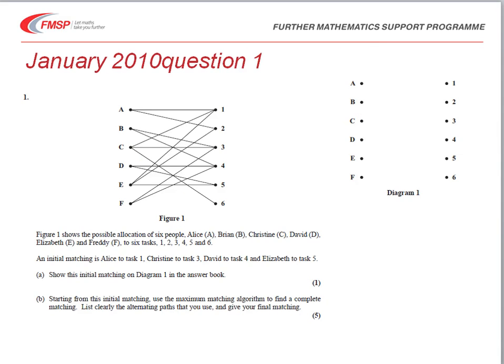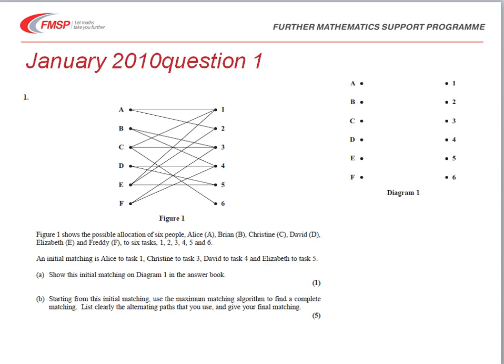So here we have an exam question. This time we've got 6 points, so 6 people, Alice, Brian, Christine, David, Elizabeth and Freddie, that can be allocated to 6 possible tasks, 1, 2, 3, 4, 5 and 6. And the bipartite graph shows the possible allocations that could be made.